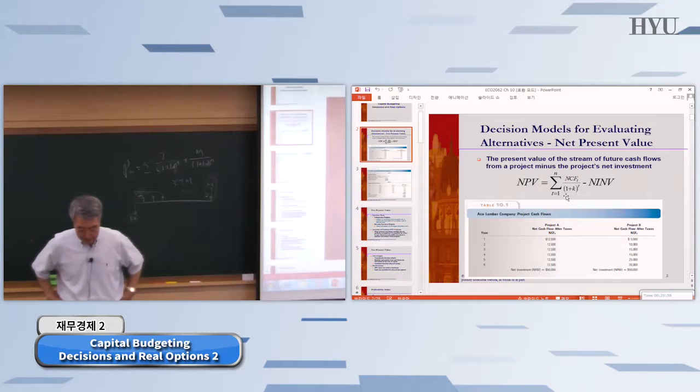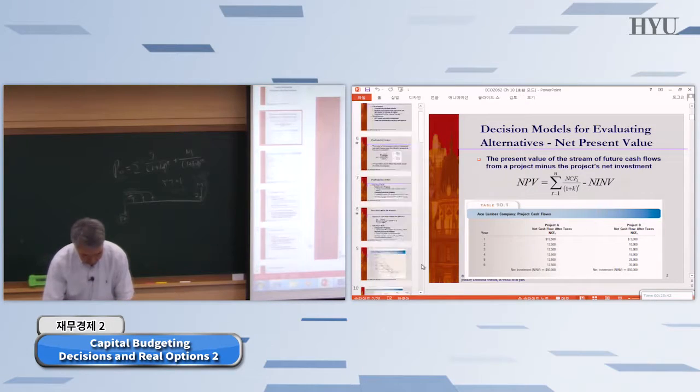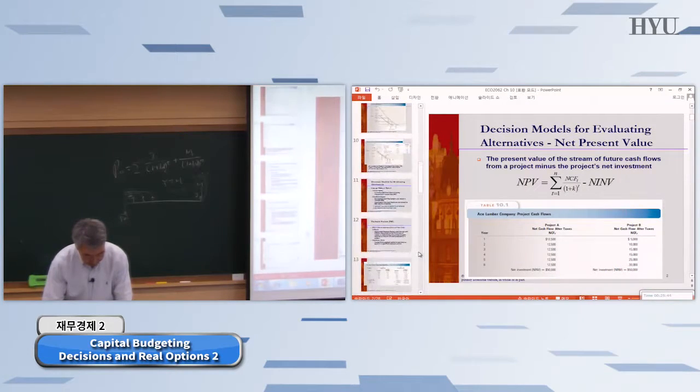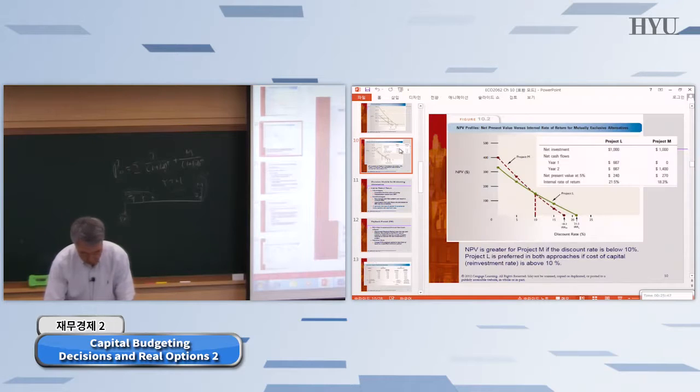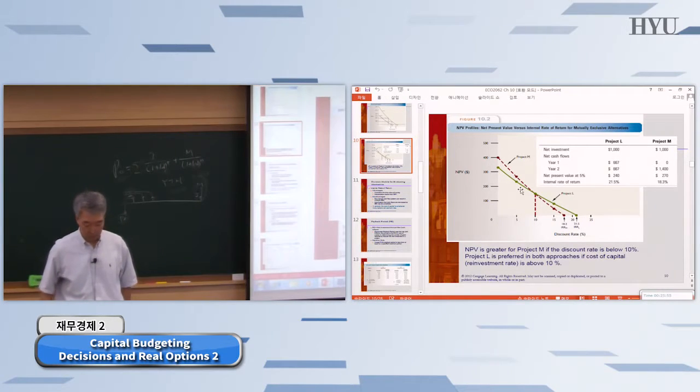Okay? So that's the idea. That's what we are talking about. So the conclusion here is, in case you have a conflict like that, then you should choose the NPV approach, the net present value approach.